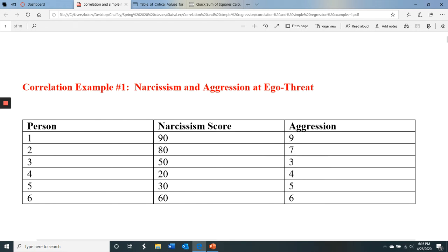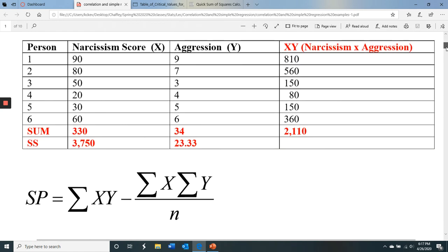Person 3, here's their scores on the two variables, narcissism and aggression after ego threat. Person 4, person 5, person 6. So we have 6 people. Each of our 6 people in this study, we've measured them on narcissism and we've measured them on aggression. And we're going to stick with our Pearson first. We'll do Spearman in a second. So let's do Pearson first. And I'm going to show you how to do this. It's actually very simple.